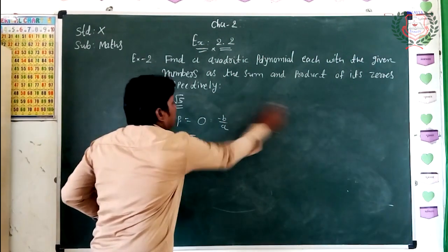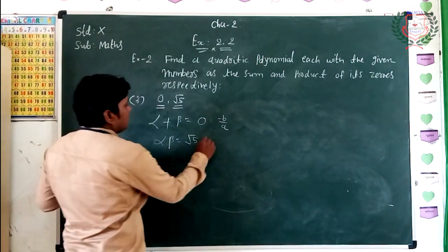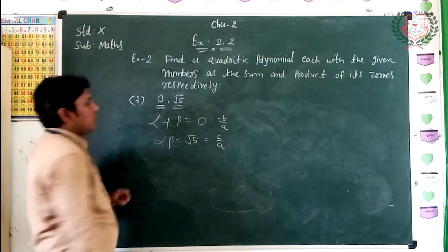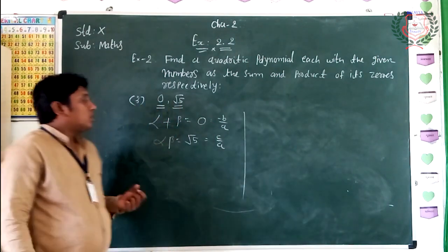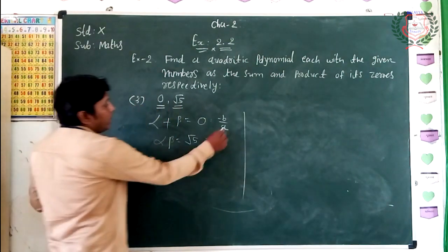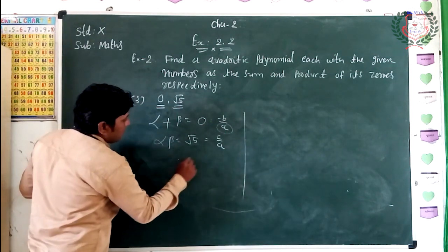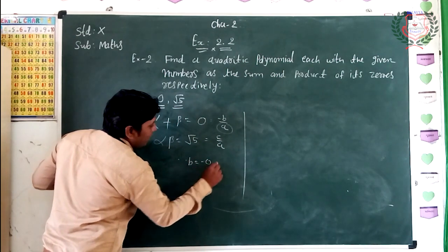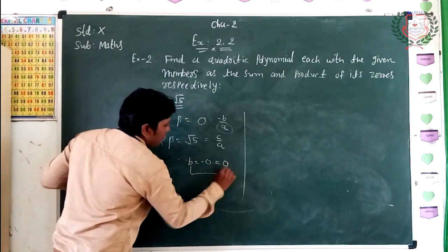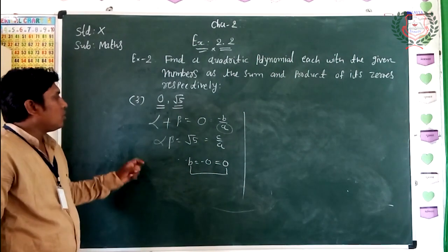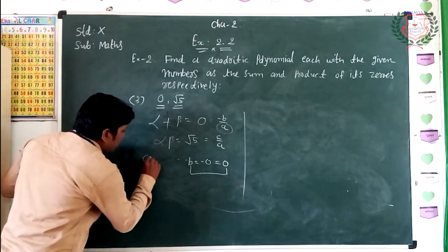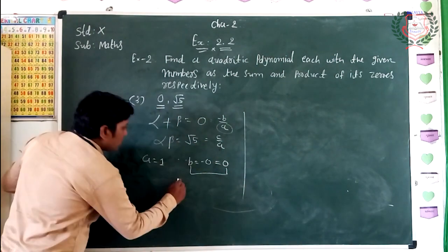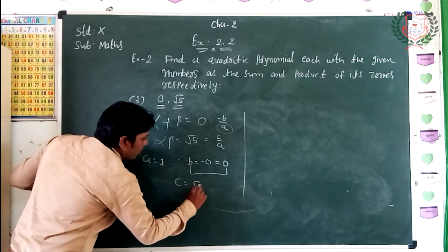And another formula is there, c upon a. Now compare the value of a. Suppose a is equal to 1. When a is equal to 1, b is equal to minus 0, that means b is equal to 0, and a is equal to 1. So when you put a is equal to 1, c is equal to root 5.